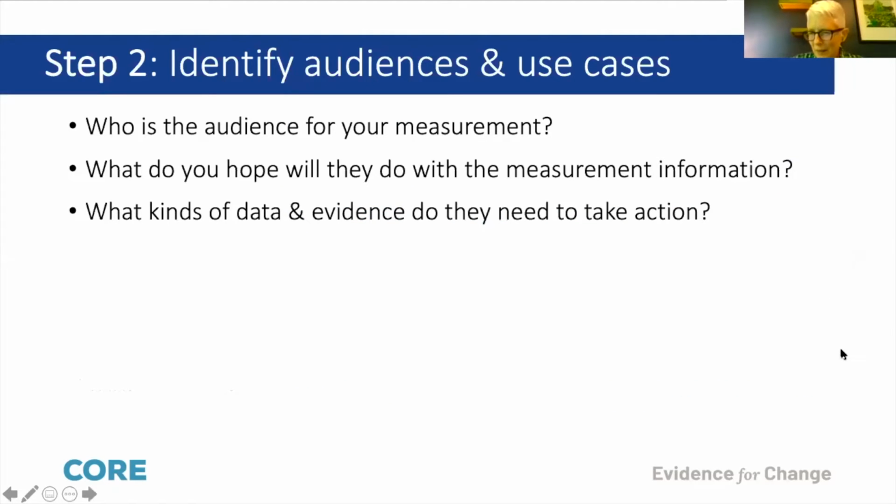Okay, so the second step around measurement that we tend to skip over a lot is to be clear about who the audiences are for measuring program progress or outcomes and what they want to do with the information. It's really easy sometimes to just say, we need data, we need to know how we're doing, which is true, but get a little more specific about the we. Who is the we? What does each person need to know? What do you hope they do when they know how it's going?